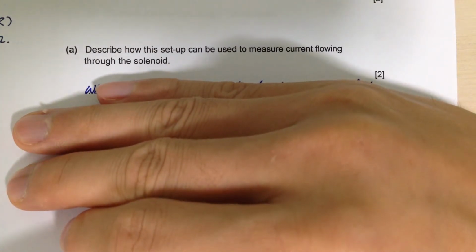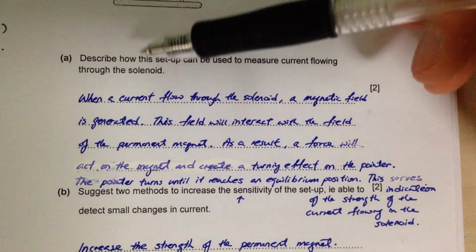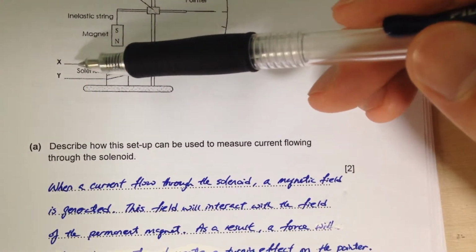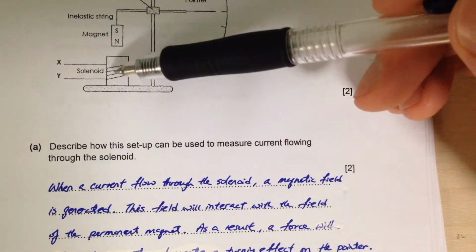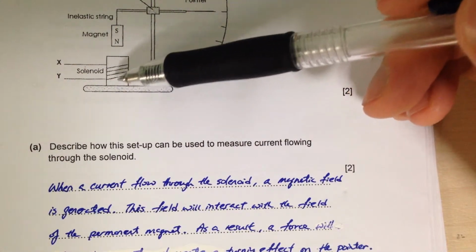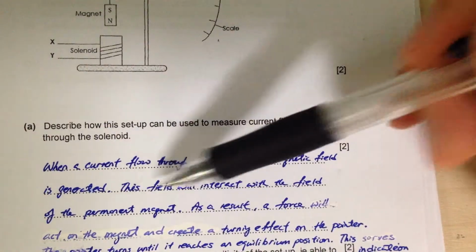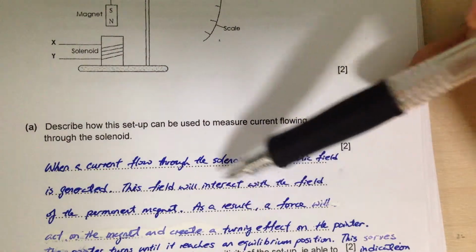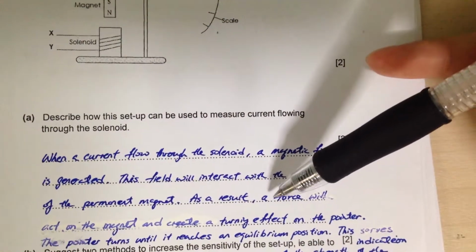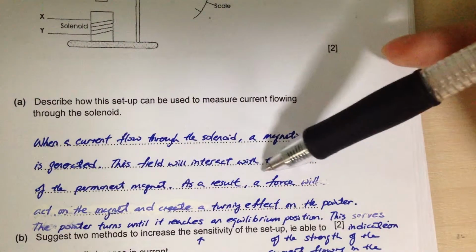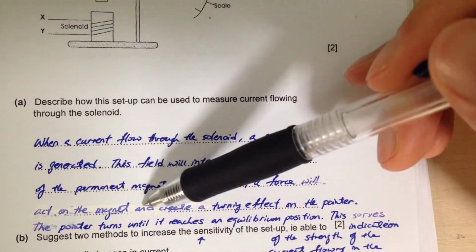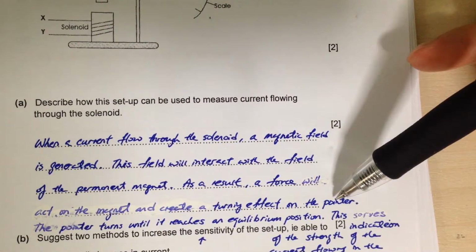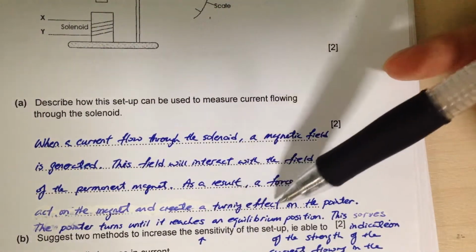Okay, ready? Okay, so how are you going to explain? First, you start off with this part first. So say that when the current flows through the solenoid, then this solenoid is going to produce a magnetic field. Now this magnetic field is going to interact with the magnetic field from the permanent magnet. So use conjunction words like this, as a result. Then there will be a force, and this force will act on the magnet and create a turning effect on the pointer. So you see here, turning effect, this is a special term.